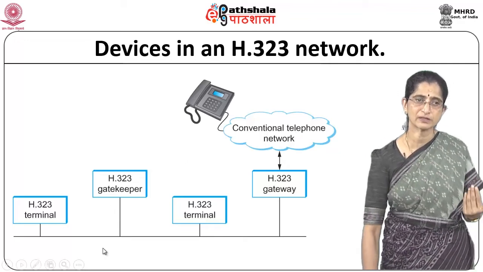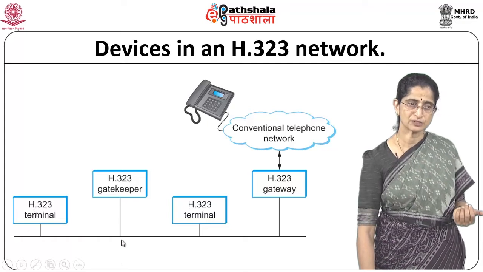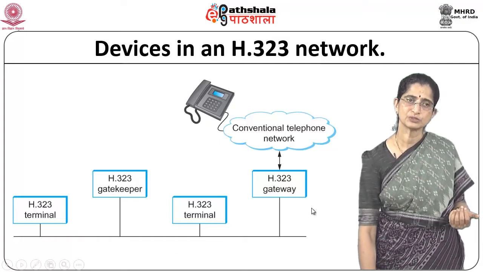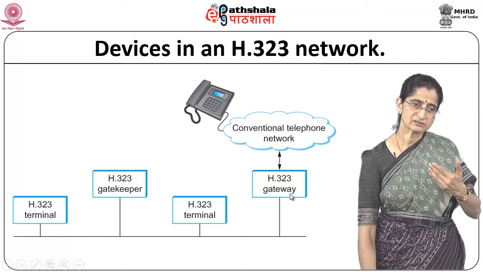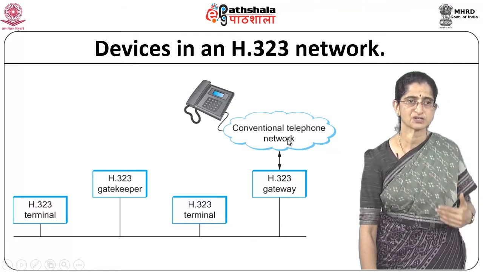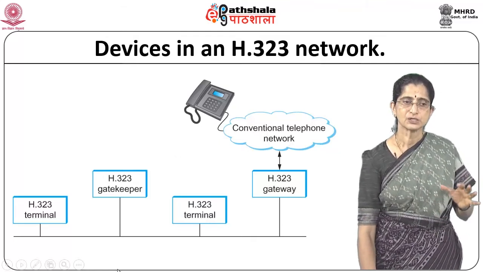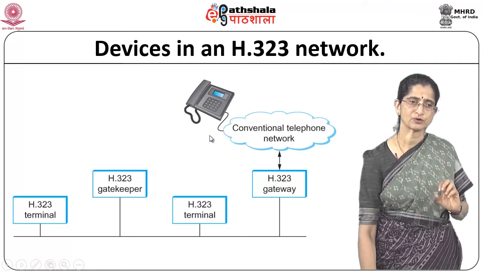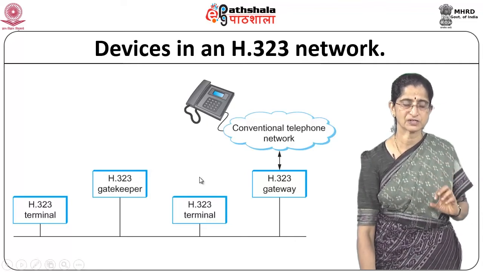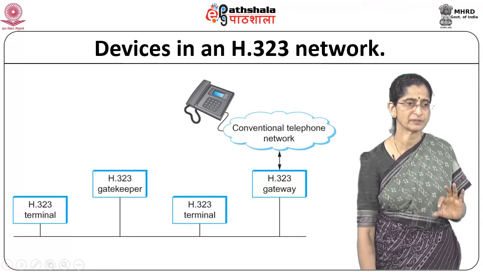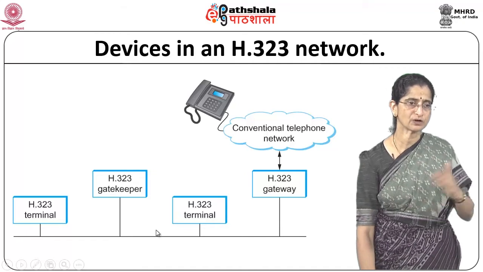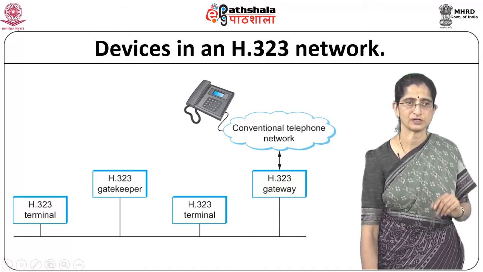So you should be able to make a call from an H.323 terminal which is on this network through the IP, and through a gateway it should be able to connect to a conventional telephone network and establish a call. Okay. So to do that functionality, we have these different components, and there are a number of protocols that are used for these components to talk to each other. So we will take a look at that.